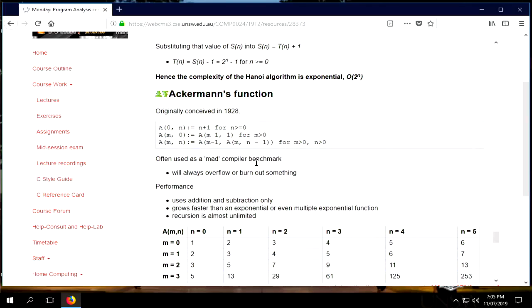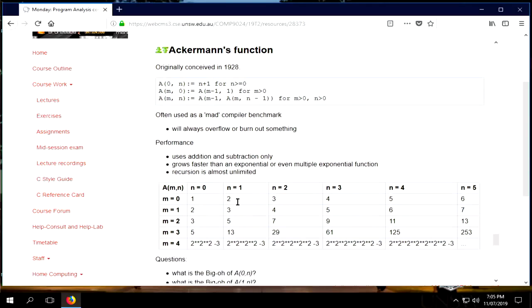The performance, it only uses addition and subtraction. It makes exponential look like child's play. It makes exponential look very slow and well behaved. It's far, far, far worse than exponential. It is in a sense unlimited, boundless recursion.